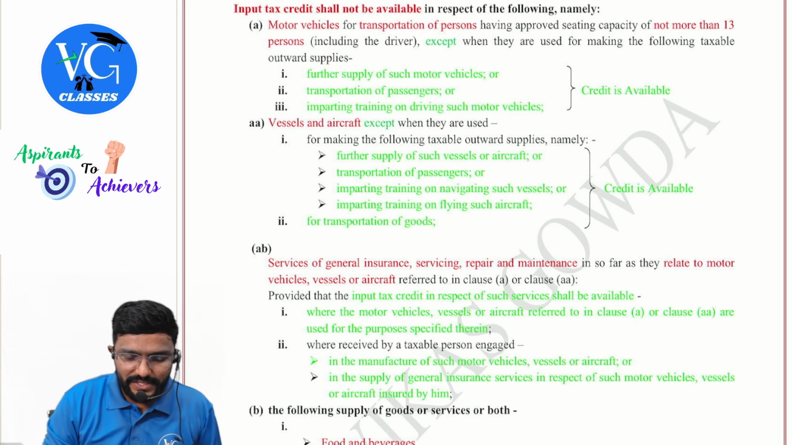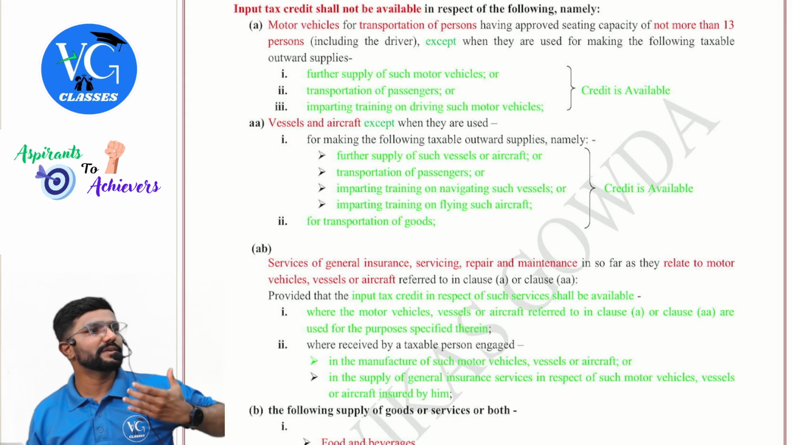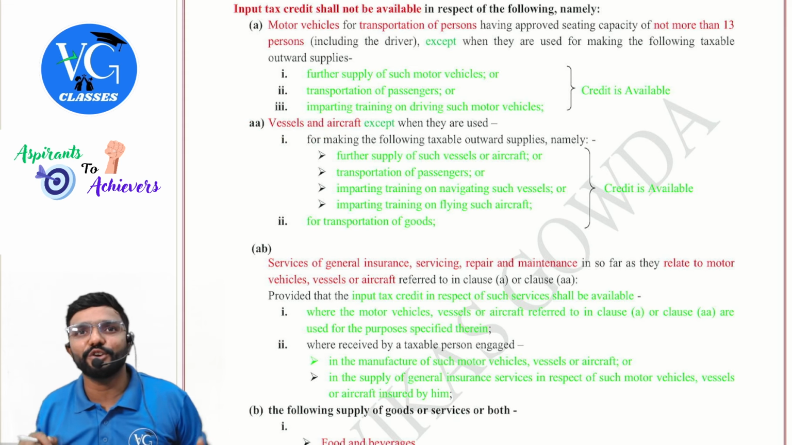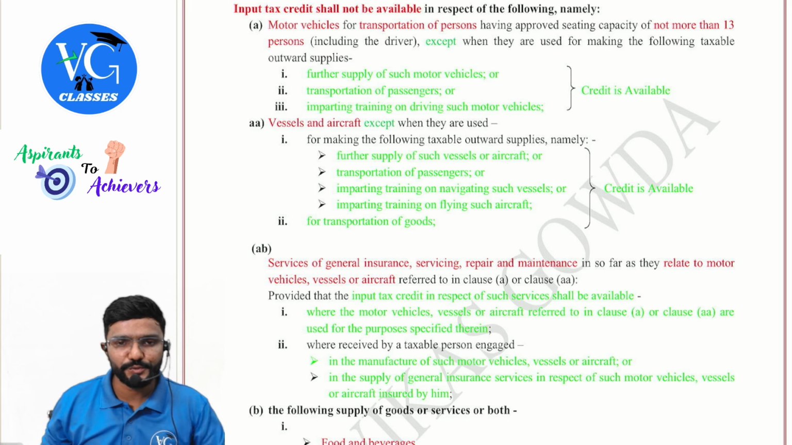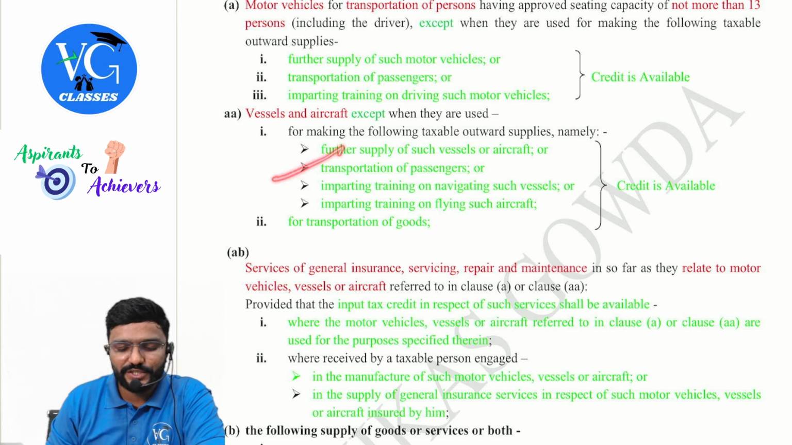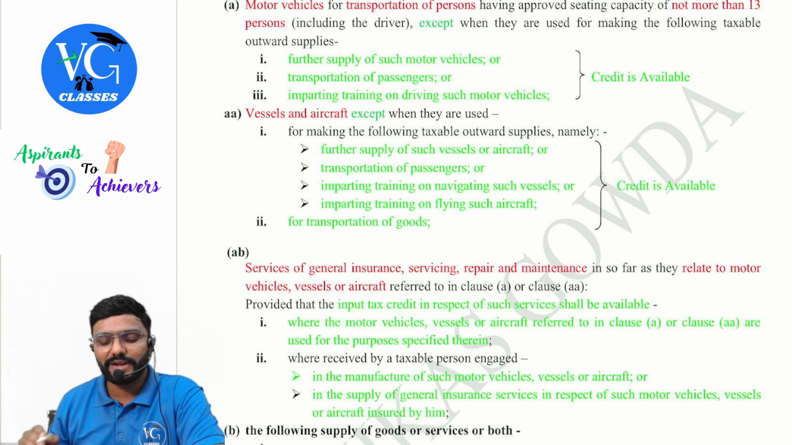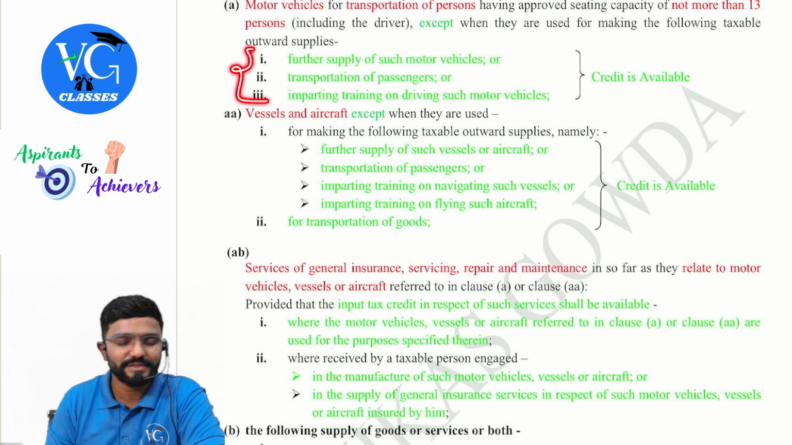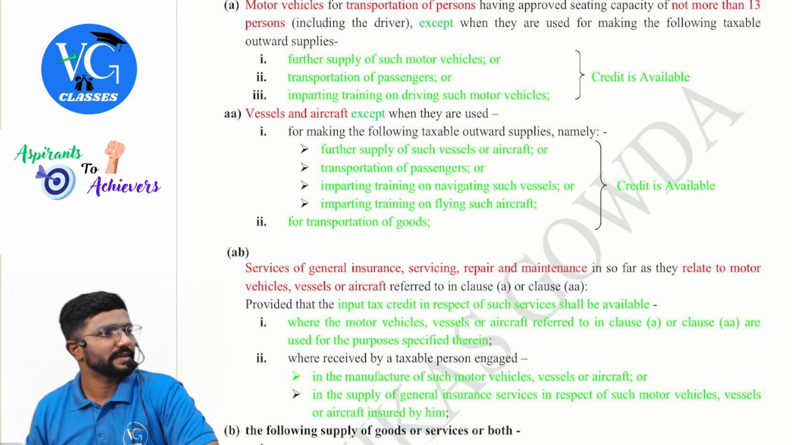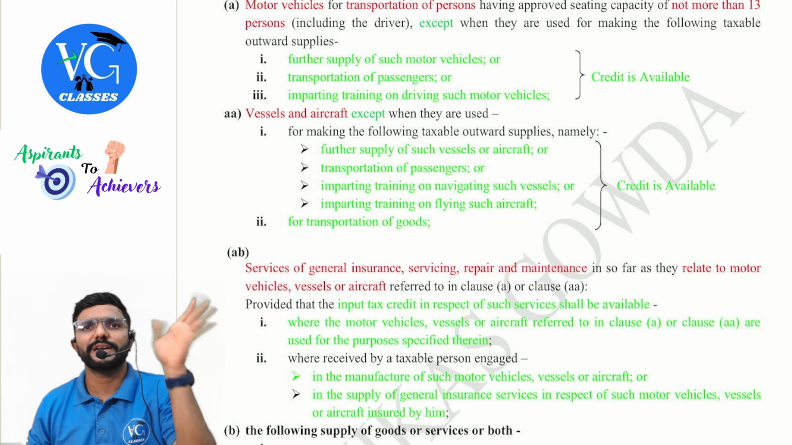Next, vessels or aircraft, except when they are used for. Sir, I have purchased some ship or aircraft. I have paid GST on it. Can I claim the credit? No, but I can claim it only in the following cases. When is it? I have purchased it for further supply of such vessels or aircraft, or transportation of passengers, imparting training on navigating such vessels or imparting training on flying such aircraft. Same like covered here, guys. Clear? Yes. Then transportation of goods also comes. Transportation of goods, credit is available. Yes, credit is available. Any other purpose, credit is not available.